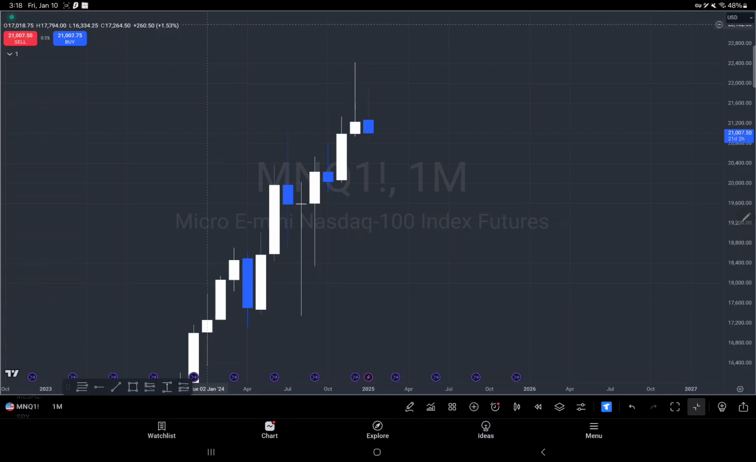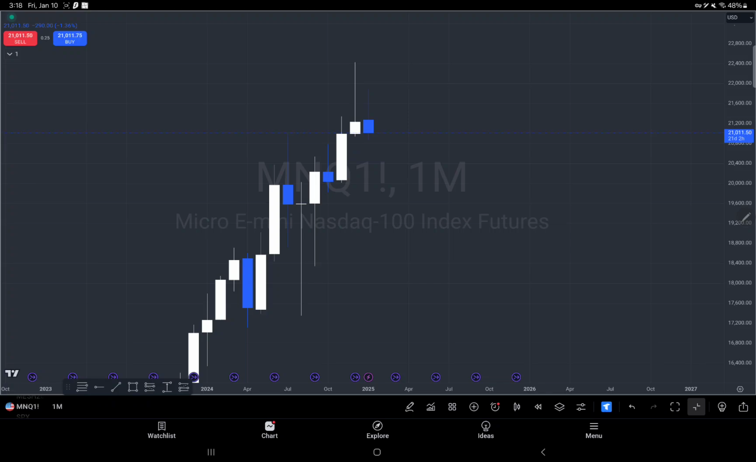So with that being said, we're looking at the micro E-mini NASDAQ index futures chart. I use the futures for almost everything, mainly because I trade futures as well as use them for analysis.